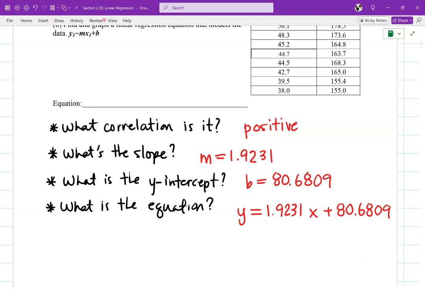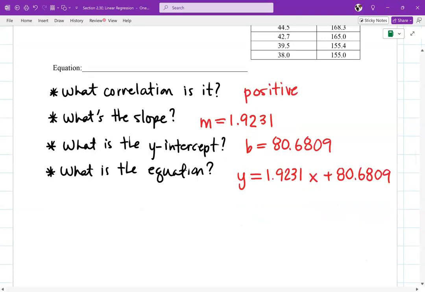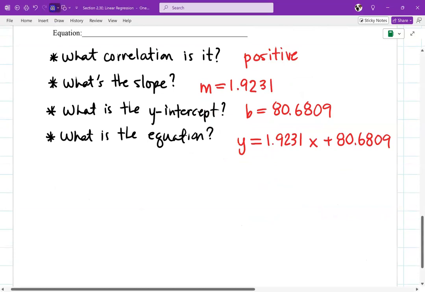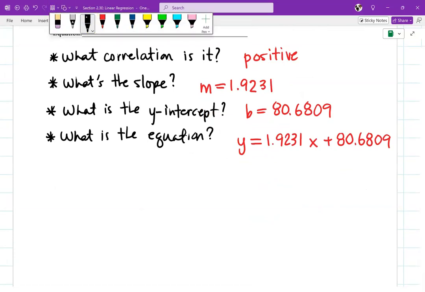So was that hard to figure out? I mean, the computer did it all for you, right? We're not too worried about it. But there's that. Now, they're going to ask you a couple other questions, and these are the ones where you have to do a little bit of work. So they're going to ask us the following question.